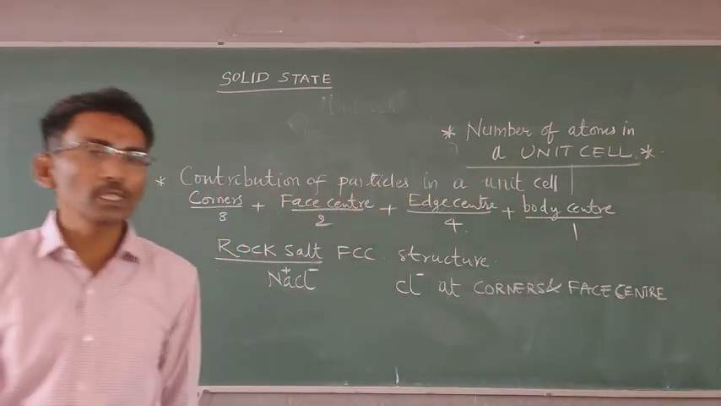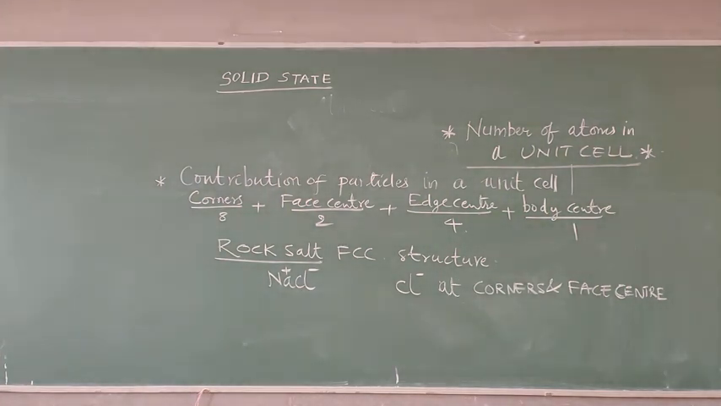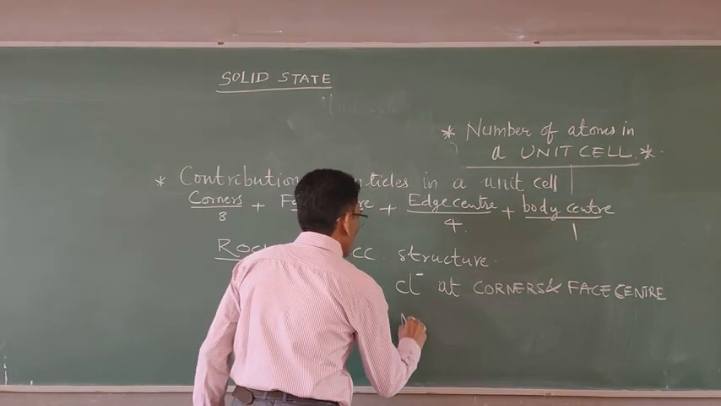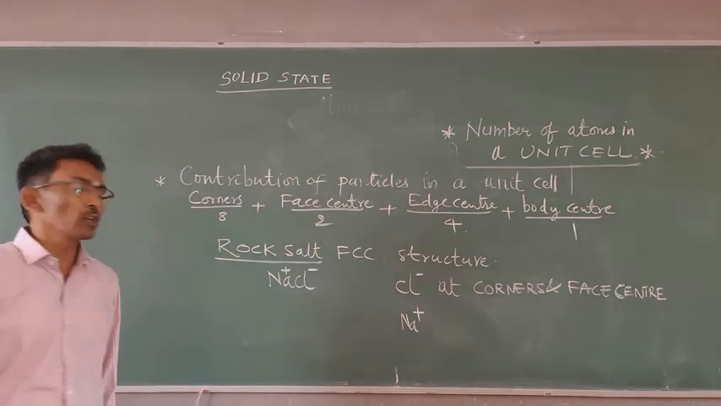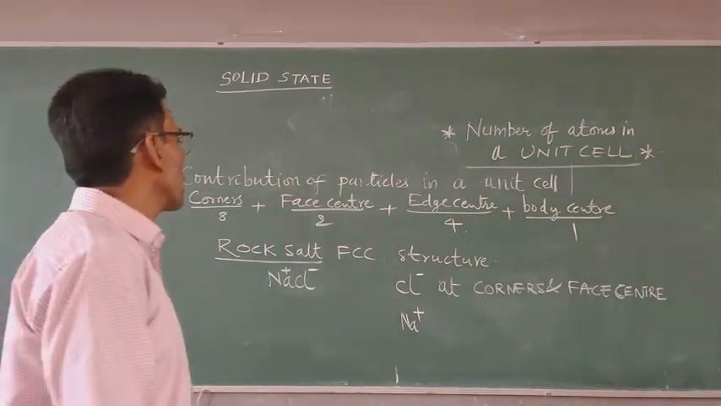Where are Cl minus ions occupied? Cl minus ions are occupying two lattice points: one is the corner and the second is the face center. And the Na plus ions are of smaller size.